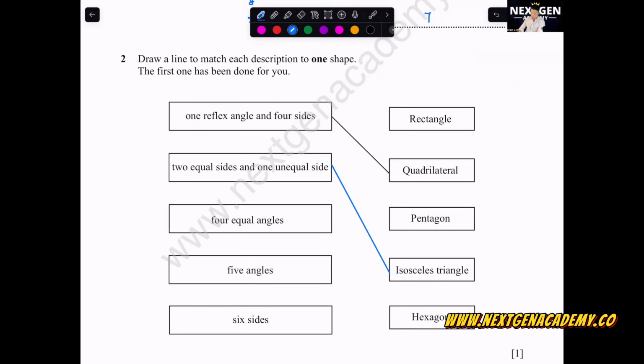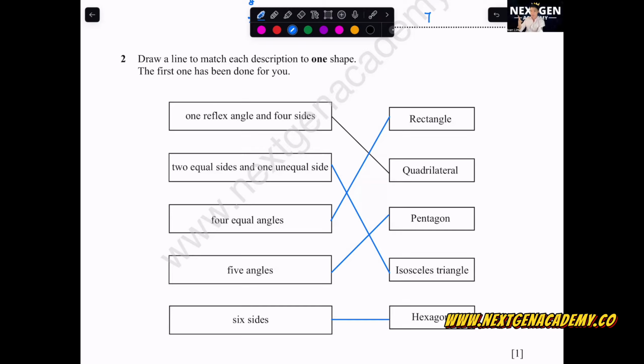Next one, 4 equal angles. Which one has 4 equal angles? Rectangle. 5 angles. Pentagon, right? Pentagon is a shape with 5 sides. And then the last one, hexagon. So you need to know the names of your shapes. You can all memorize from at least 3 sides to 10 sides. Okay, your shapes.